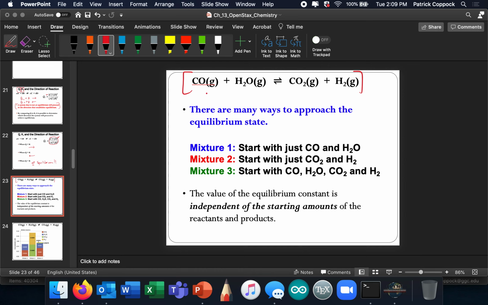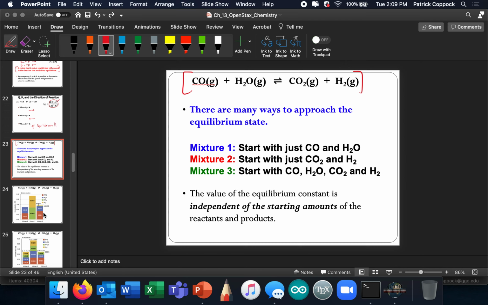First of all, you could just simply start with A and B, carbon monoxide and water. Or in a different scenario, you could start with just carbon dioxide and hydrogen gas, in which case you would mostly be going that way, right? And then a third possibility is you could start with all of them, okay? The value of the equilibrium constant doesn't depend on what you started out with, because it's the ratio of the products to reactants, which is the constant, okay?